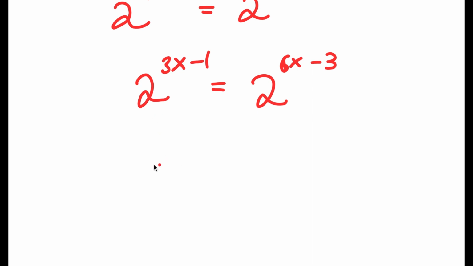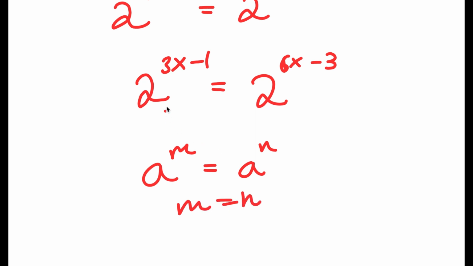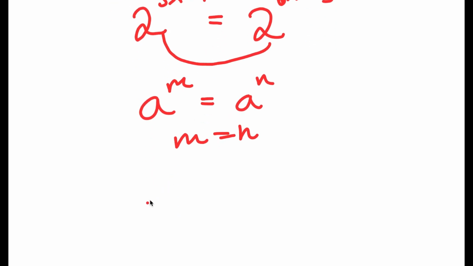Now, if I have something in the form a to the power of m is equal to a to the power of n, this means that m is equal to n. Meaning, because both of these bases are the same and they're both equal to each other, this means that the exponents are equal to each other as well. So meaning 3x minus 1 is equal to 6x minus 3.